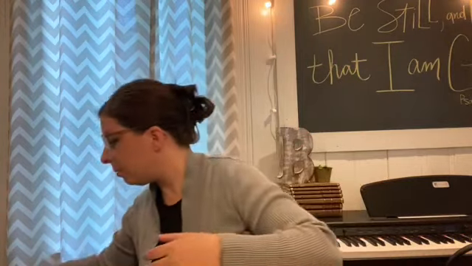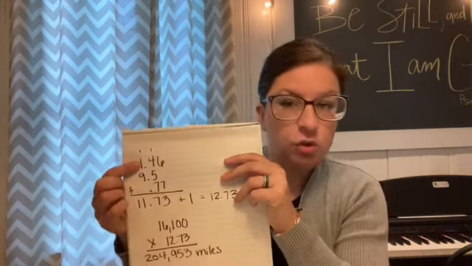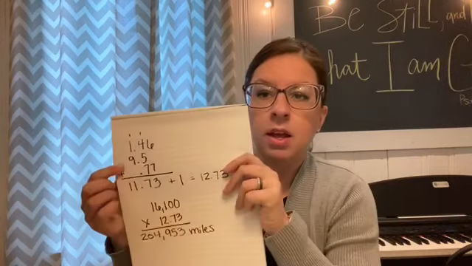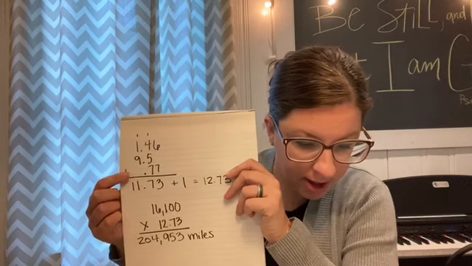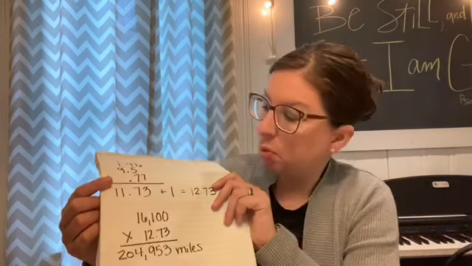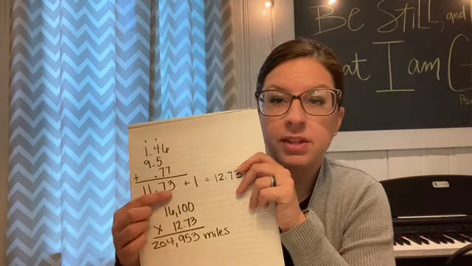Well, first, we need to add all of the decimals together. Remember, when we add decimals together, we need to line up the decimal point. So 1.46, which is Russia, 9.5, which is Canada, and 0.77, which is the United States, adds up to 11.73.